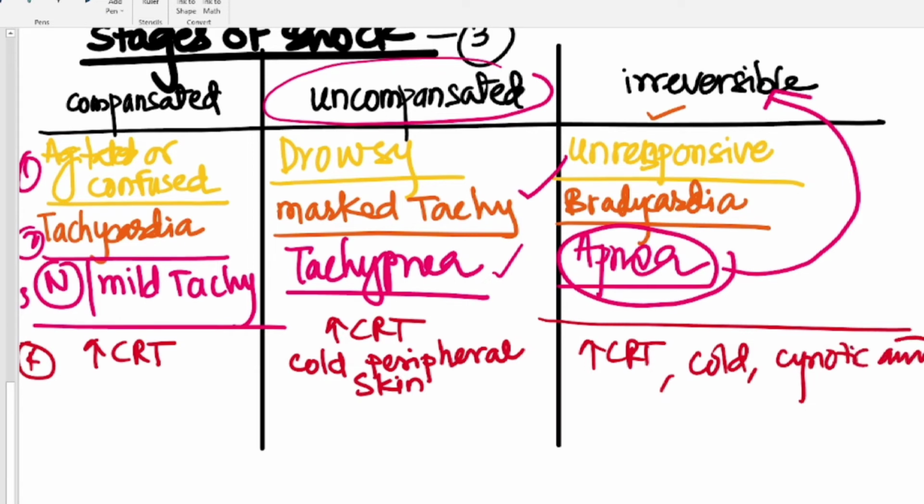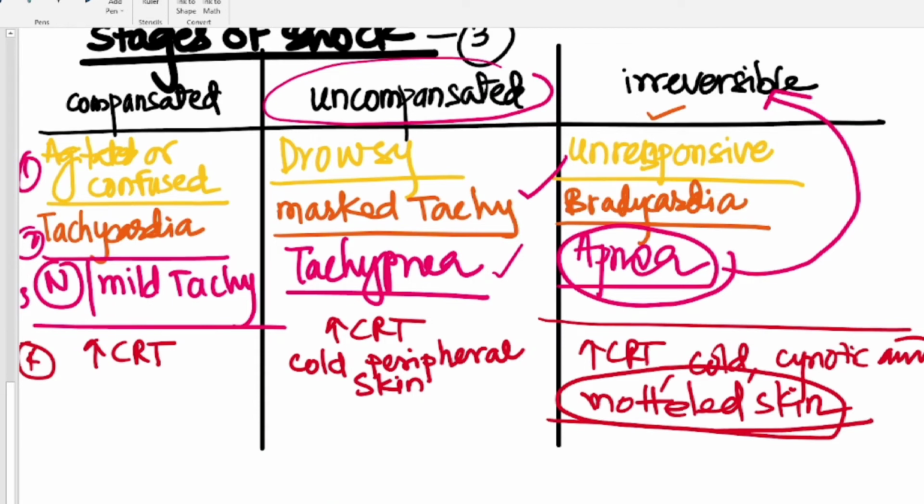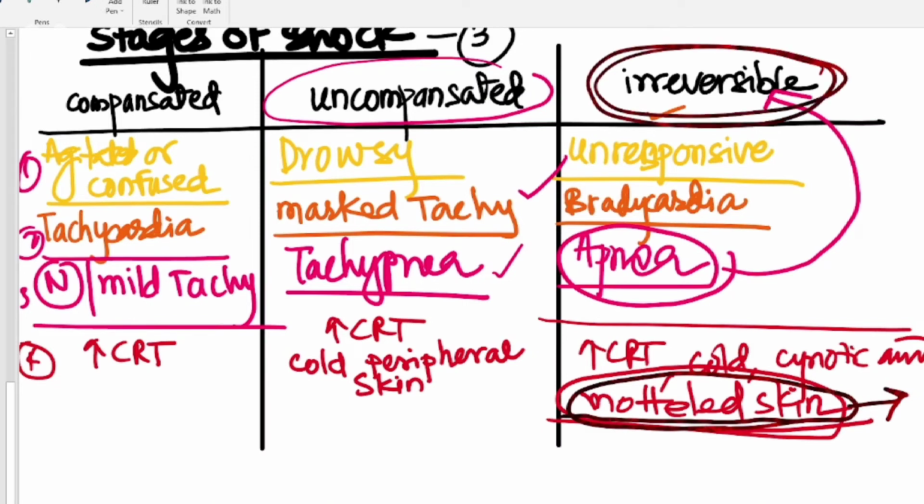Okay, this is very important, student. If you are writing that mottled skin was present in notes, you should know that the patient is in irreversible shock. Okay, and the last thing is blood pressure, which comes into the picture at a late stage. Normal BP in compensated shock, hypotension in uncompensated shock, and unrecordable in irreversible shock.